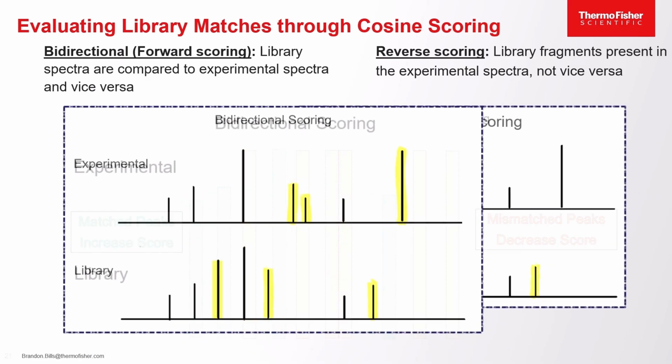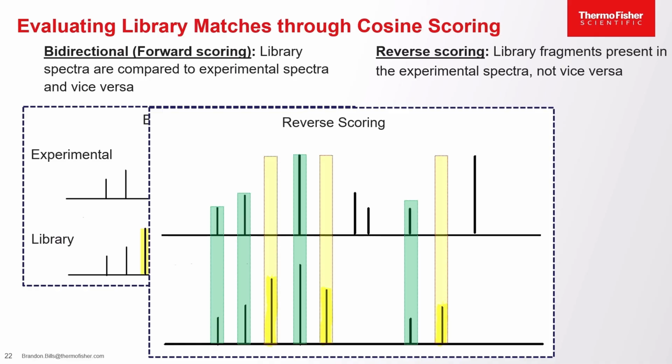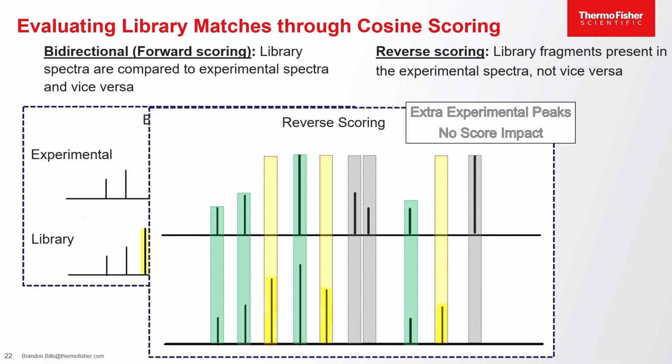Conversely, in reverse scoring, we still have the matched fragments that make the score go higher, and the library fragments that are missing in the experimental that make the score go down. But then we have the experimental peaks that are not found in the library. We don't care about these. So they don't get factored in when generating the score, so they have no impact on the results.